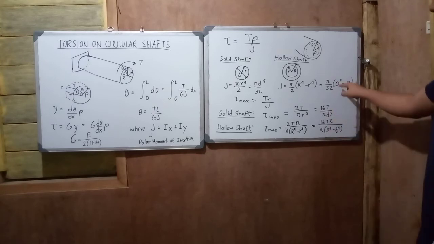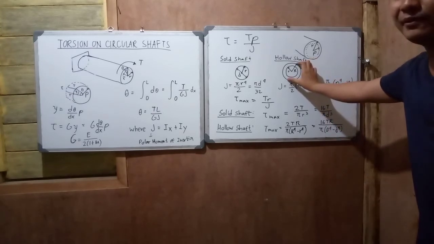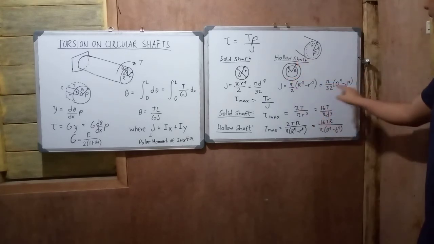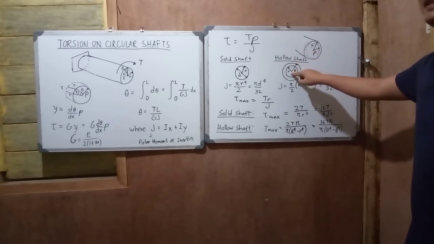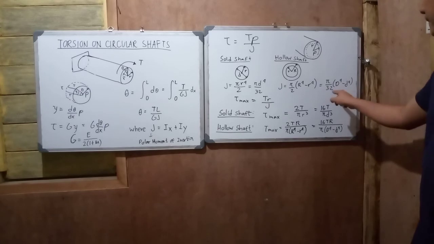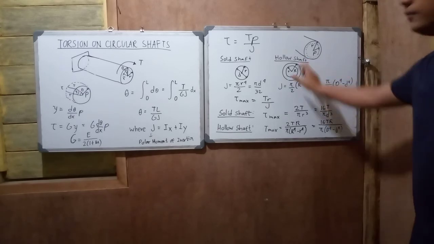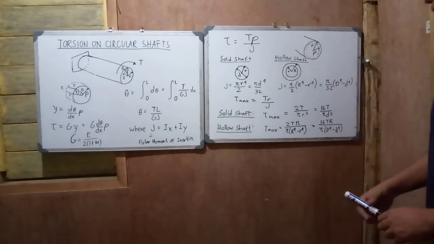Your big D is your bigger diameter. Okay? And your small d is your smaller diameter, which is equivalent to twice your small r, while your big D is equivalent to twice your big R.